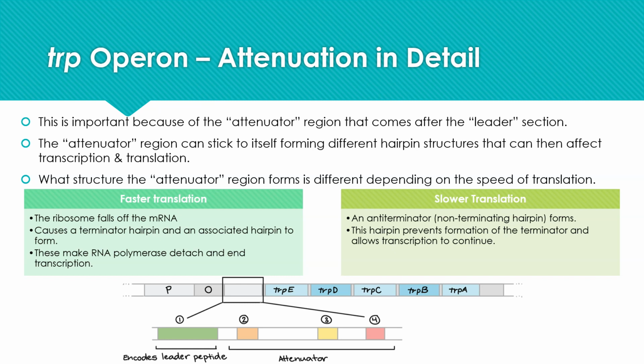Remember, when there's high tryptophan, the ribosome is able to translate much faster. And you can see when it translates fast, it causes the terminator hairpin, the kind that will cause transcription and translation to stop. So if you have your terminator hairpin there, the RNA polymerase detaches and the ribosome also hits that and detaches. And so it stops transcription and translation if you have the terminator hairpin from faster translation. But if you have the slower translation and you get the anti-terminator hairpin, then that actually stops the terminator one from ever forming, and it means that transcription continues.